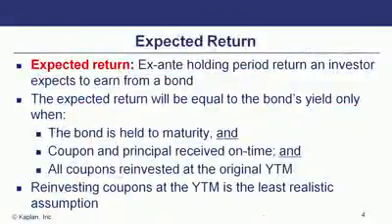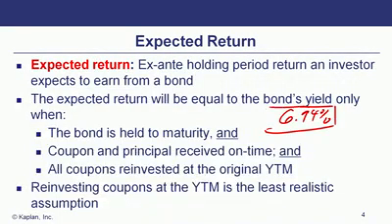What about expected return? The ex-ante holding period return an investor expects to earn from buying this bond and holding it for that period is the expected return. The expected return is going to be equal to the bond's yield. We just calculated 6.94% as the yield to maturity. We sometimes call that the promised yield on the bond. Well, when is that actually going to be the return that you earn? I like to call this the broken promise yield because it's not really ever going to happen.